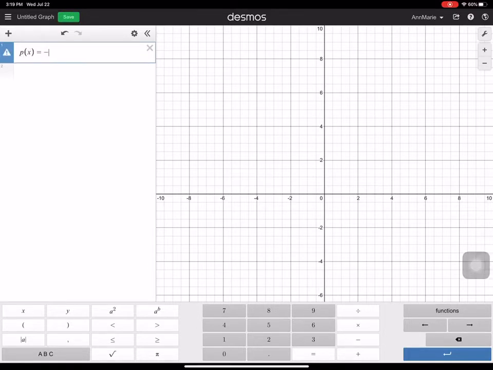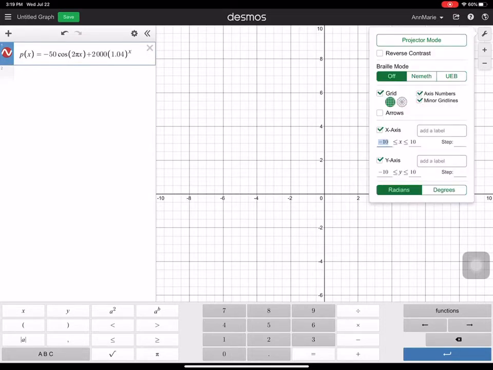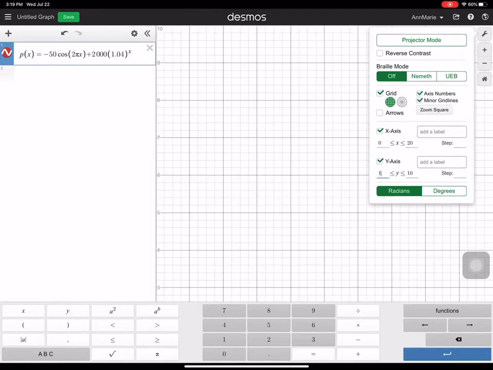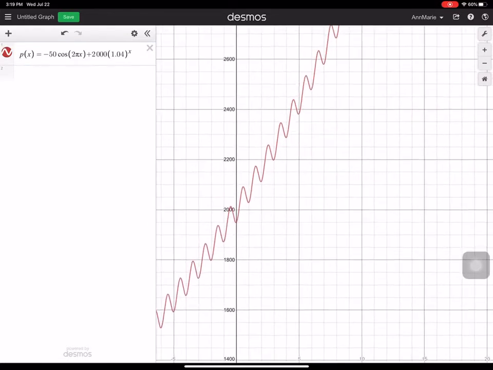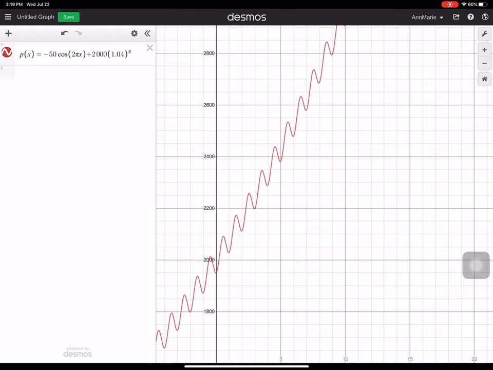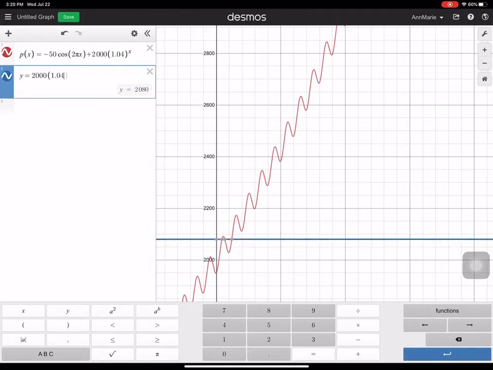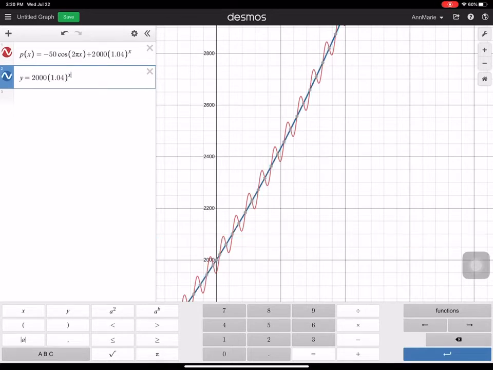p of x equals negative 50 times the cosine of 2 pi x plus 2,000 times 1.04 to the x power. Okay, there we go. So let's go ahead and put on that midline function. So the midline function is the line y equals 2,000 times 1.04 to the x power.